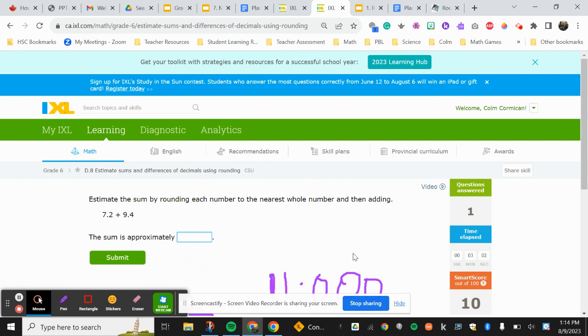Okay, so there's a couple of quick examples of some of the questions you're going to be asked to complete in this task. Again, remember to pay attention to the question, read it carefully, then do your rounding, and finally do your addition or subtraction.